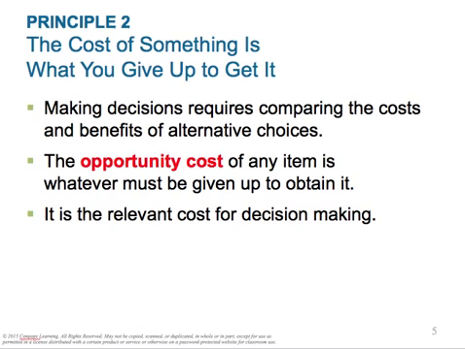Principle 2 is the cost of something is what you give up to get it. Making decisions requires comparing the costs and benefits of alternative choices. This is better known as opportunity cost. The opportunity cost of any item is whatever must be given up to obtain it. It is a relevant cost in decision making.